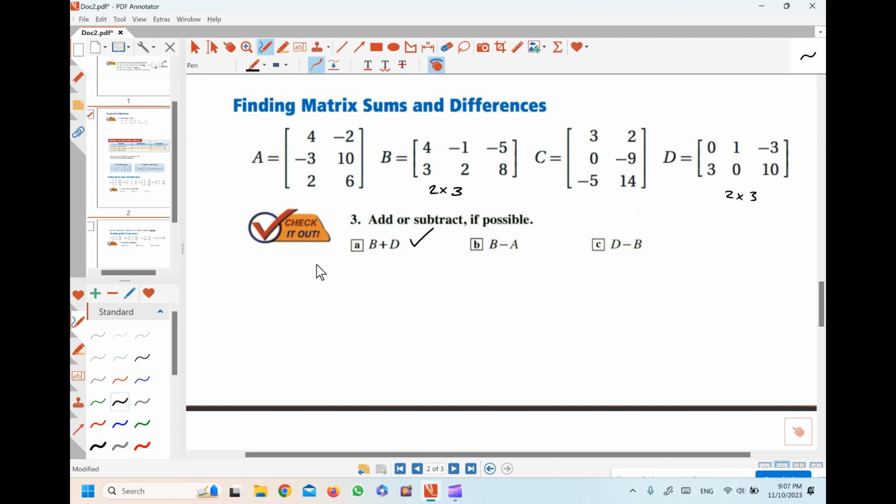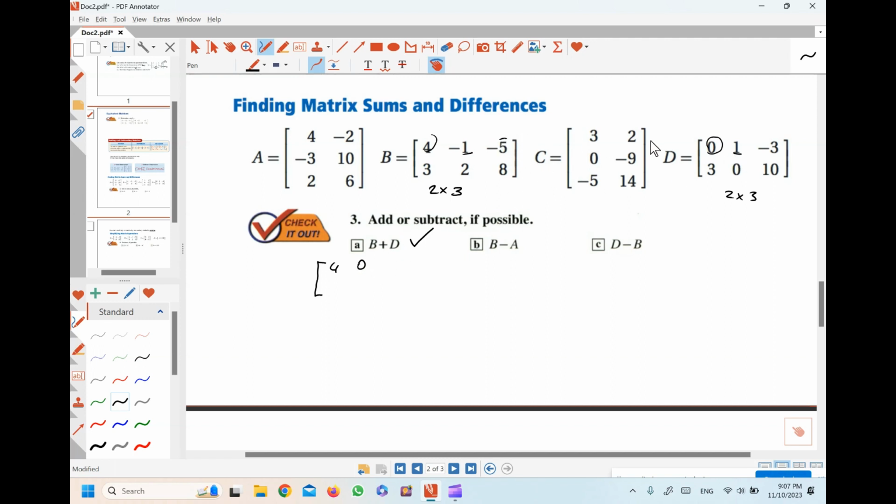When you add B and D, you are going to add corresponding entries. 4 plus 0, which is 4. Negative 1 plus 1, which is 0.